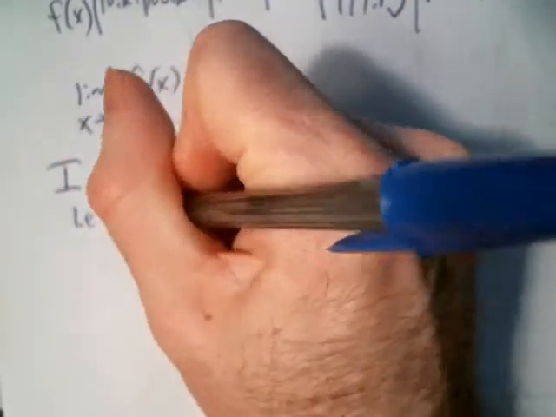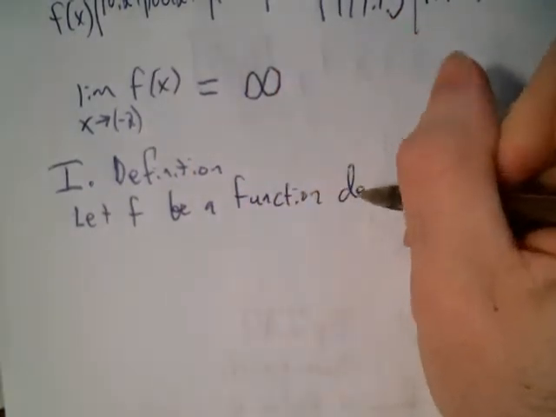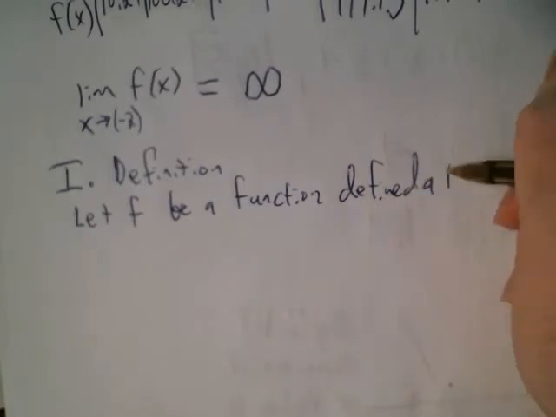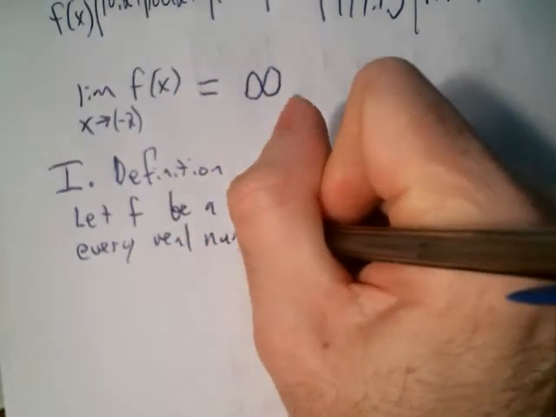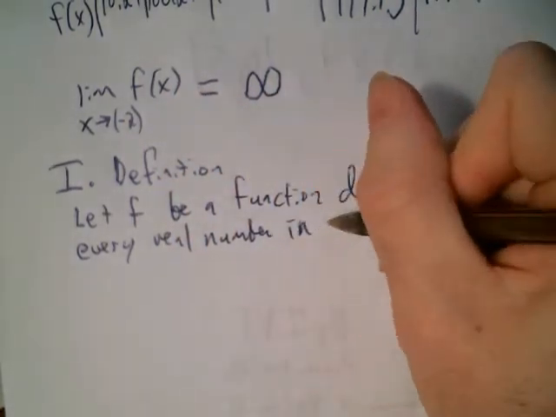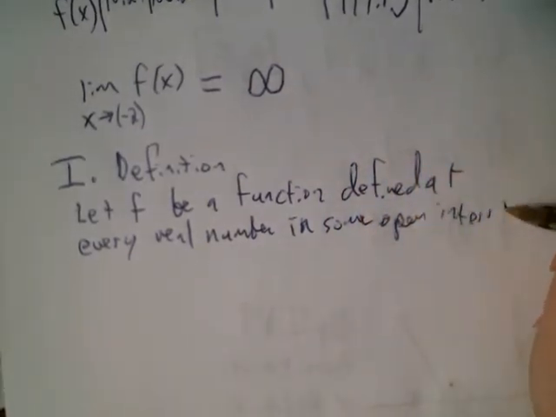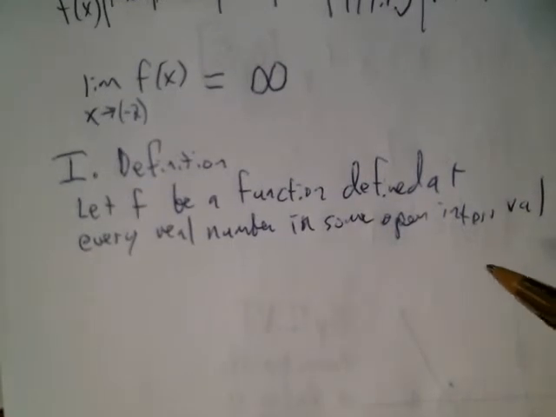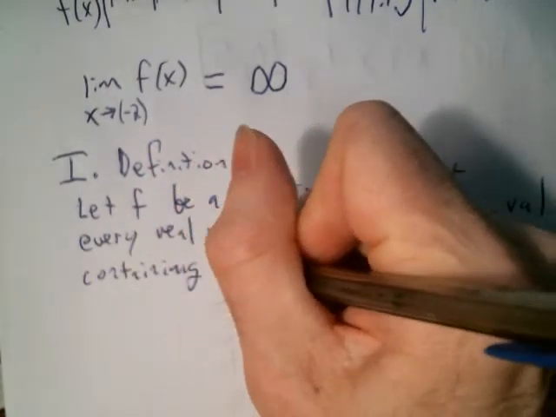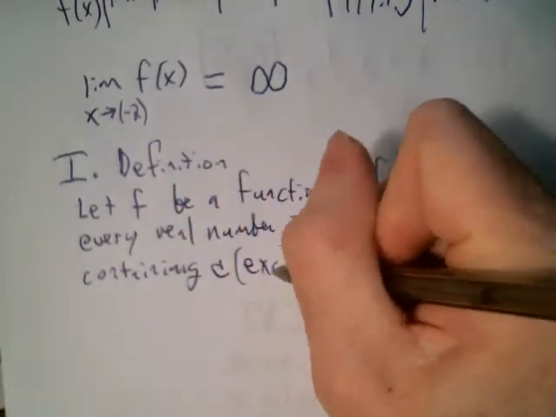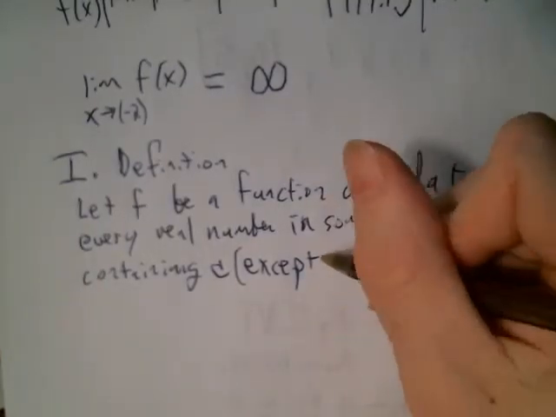But anyways, let f be a function defined at every real number in some open interval containing c, except possibly at that point c. So again, this is just a limit. We're not worried about what happens exactly at c.